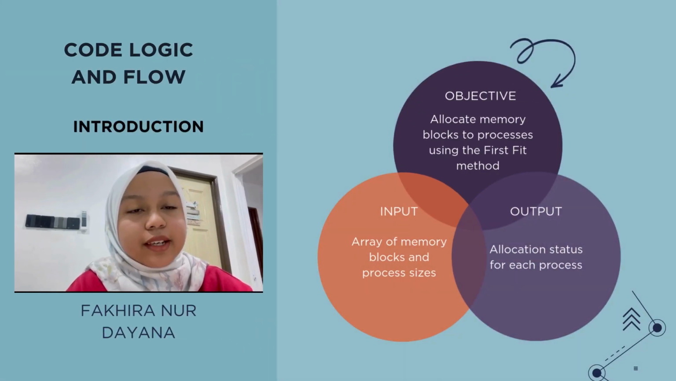Assalamualaikum. My name is Fakira Nudayana and I will be presenting the code logic and flow part. First, introduction. The objective of the Java code is to allocate memory blocks to processes using the first fit method. The input is an array of memory blocks and process sizes, while the output is the allocation status for each process.